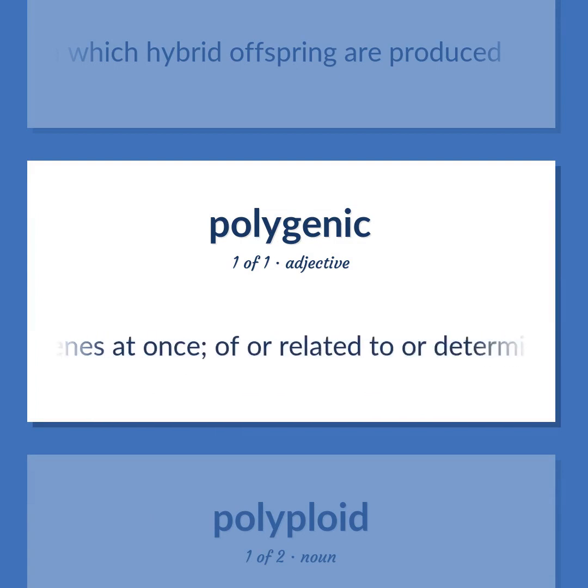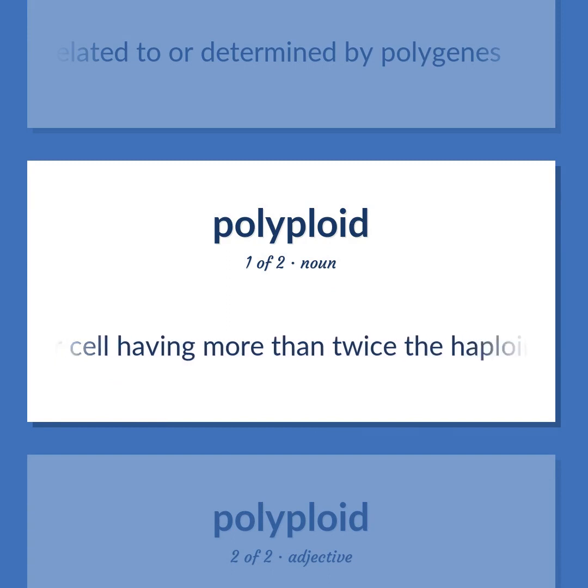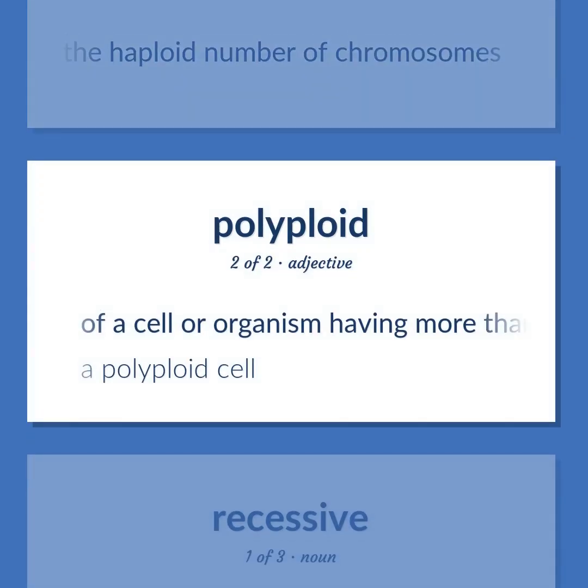Of or related to or determined by polygenes. Genetics. An organism or cell having more than twice the haploid number of chromosomes. Of a cell or organism having more than twice the haploid number of chromosomes. A polyploid cell.